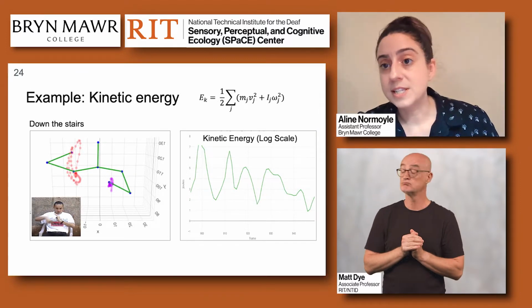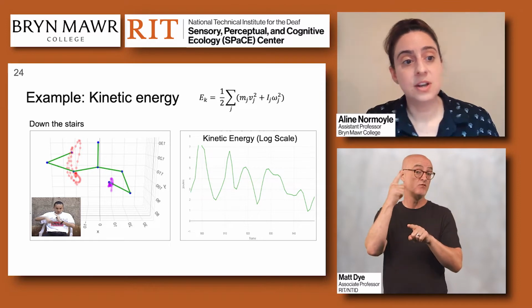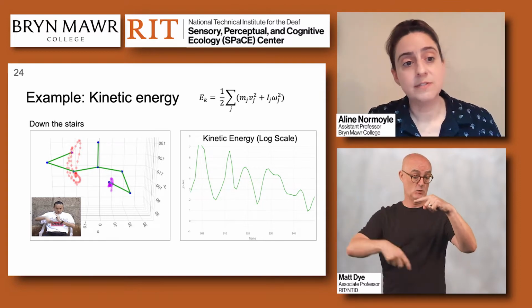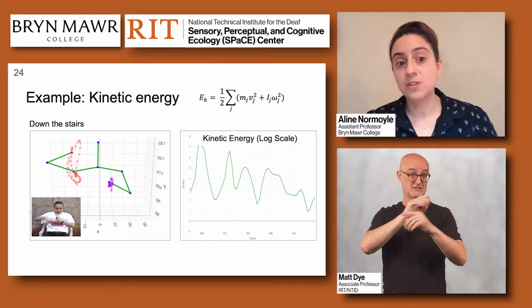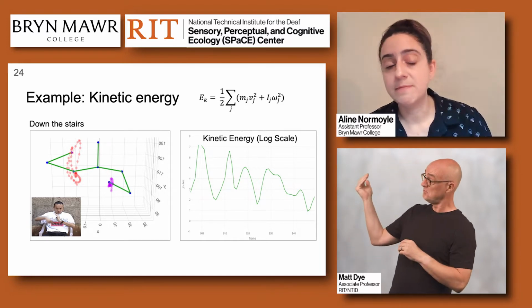We can also look at the same plots for down the stairs. On the left, we have the trajectories of the left and right wrists, and then on the right, we have the kinetic energy, also shown on a log scale and for the same frames of motion.